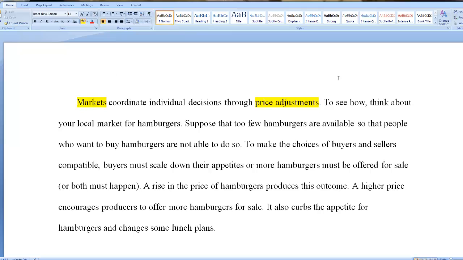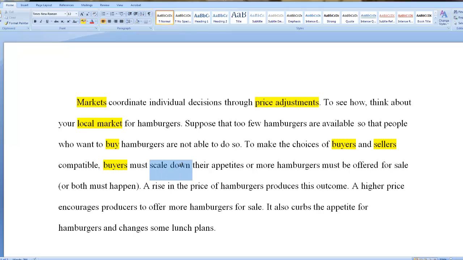And then I'll continue on. Think about your local market. And so I'm going to go ahead and highlight that. You don't want to think so much about context when you're doing this. You just want to sort of ignore everything that's happening in the paragraph and just really look only at the words. So the next thing that I see is buy, and buyers, sellers. Again, we have buyers.